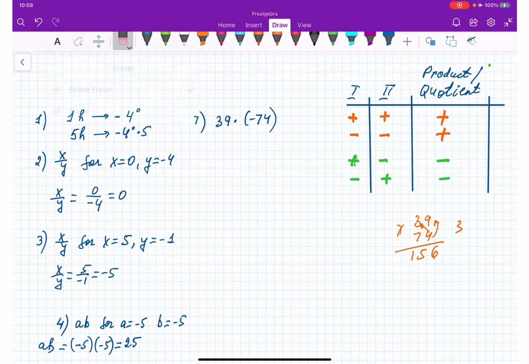Okay, let's clean this too. 74, okay. Next, 7 times 9, 63. I always shift by 1. 7 times 9, 63, 6 in mind. 7 times 3, 21, and 6, 27. So if I add, the result is 2,886. Okay, we multiply. Now, positive, negative, here it is. Sign is negative.